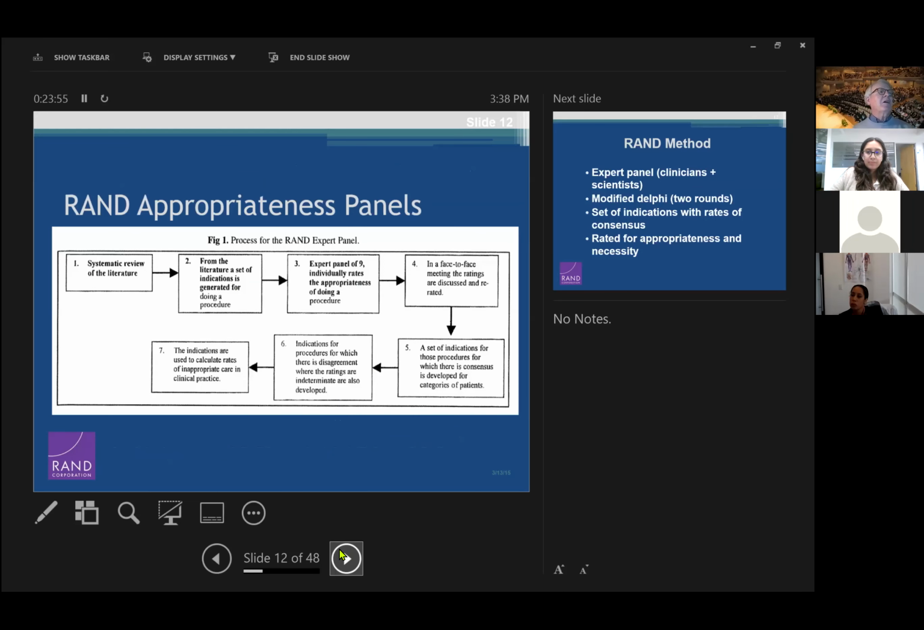Here's the system, right, that we use. We do a systematic review. From the literature and from other experts, we generate a set of indications for doing a procedure with the clinical scenarios. We then create an expert panel of 9. They at home get these indications and they rate each of those scenarios on a scale from 1 to 9, whether the procedure we're looking at, let's say it's, I don't know, vasectomy or something, is this patient a candidate or not? From 1, totally inappropriate, to 9, totally appropriate.